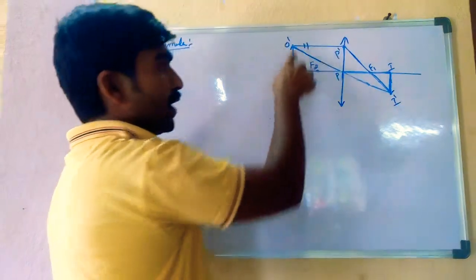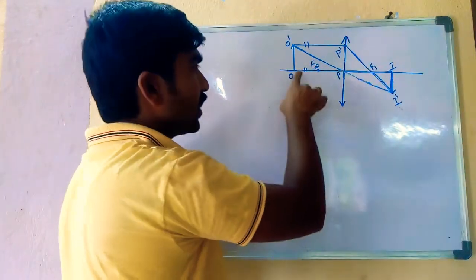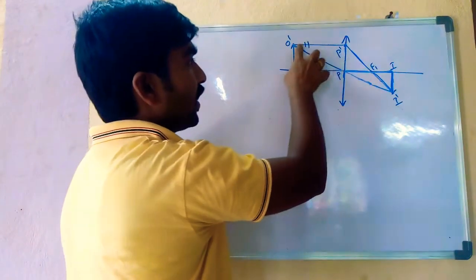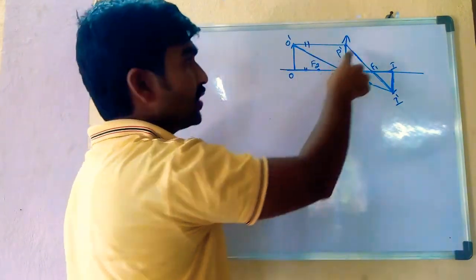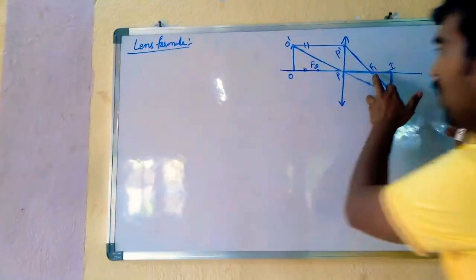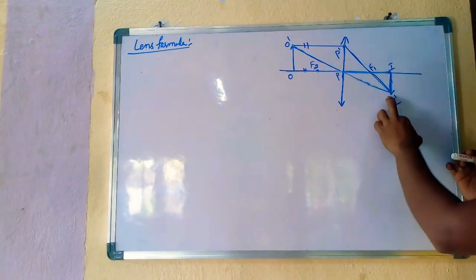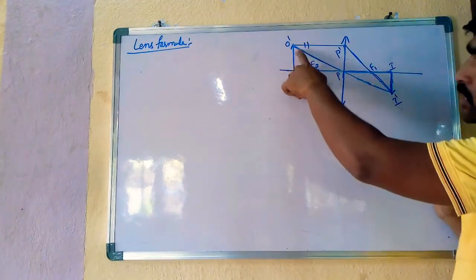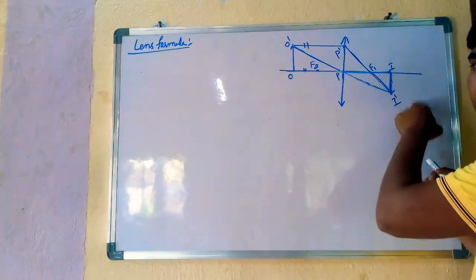Here O dash is placed on the principal axis, and the image will be formed at I dash on the principal axis. The ray is parallel to the principal axis. It strikes the lens surface, is refracted, passes through F1 and meets at I dash. I dash is the image of O dash. O dash is the object, I dash is the image.